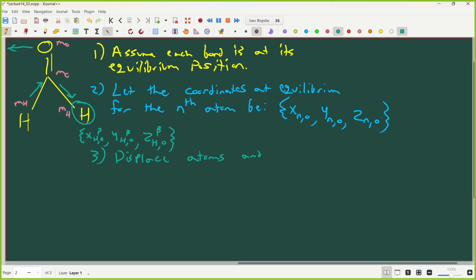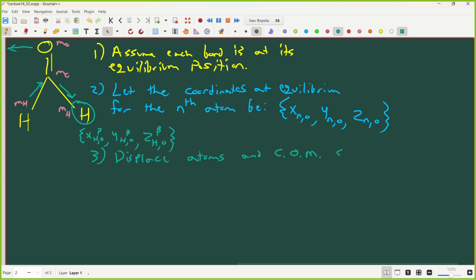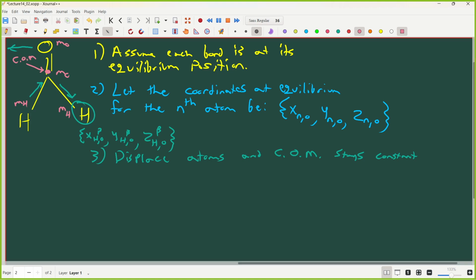And I want to displace them in such a way that the center of mass doesn't change, all right? And the COM, the center of mass, stays constant. It doesn't move. All right, so I'll draw the center of mass for the molecule. It's right here. So what I'm going to do is move the atoms in some combination. I can choose any combination I want, but I want to do it in such a way that the position of the center of mass doesn't change.